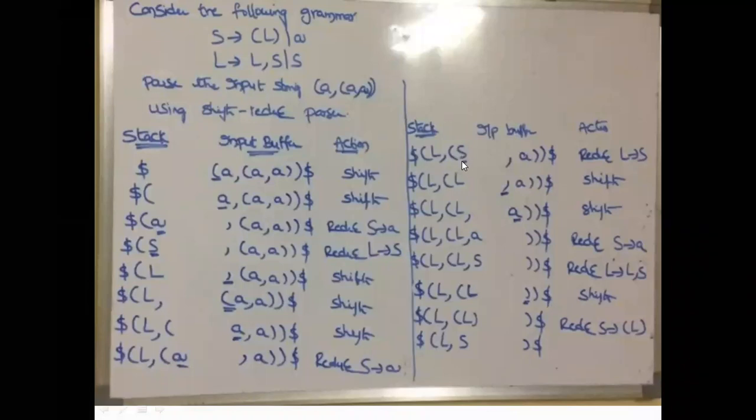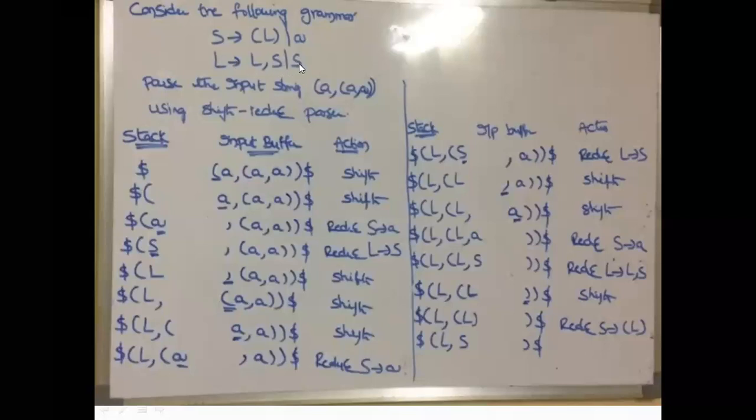Then S is considered as a substring. Is there any production in the right hand side with symbol S? Yes, we have a right hand side with symbol S. We have a production. Then that particular S can be replaced with the left side non-terminal. What is the left side non-terminal here? Capital L. So this S is replaced with capital L.